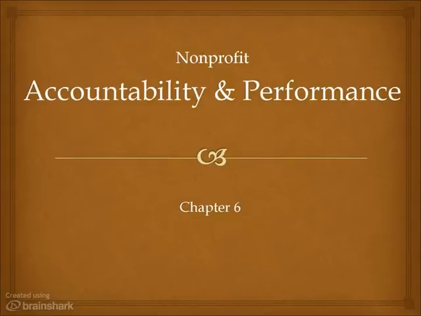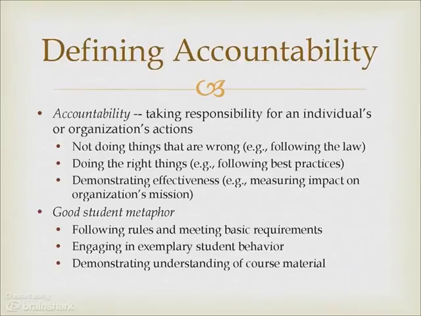So in this chapter, chapter 6, we're going to be talking about nonprofit accountability and performance. These are essential qualities and characteristics of effective nonprofit organizations, or the ability to be accountable and to have effective performance. So what does it mean to be accountable? Accountability is taking responsibility for an individual or organization's actions.